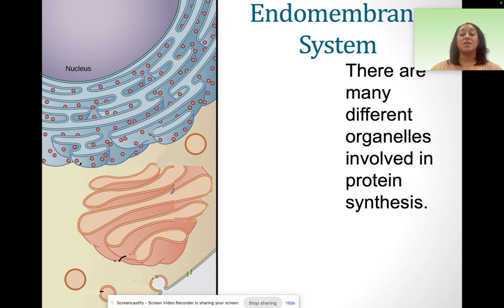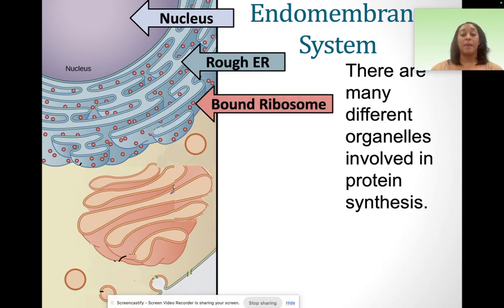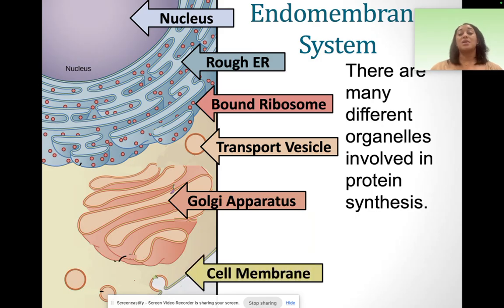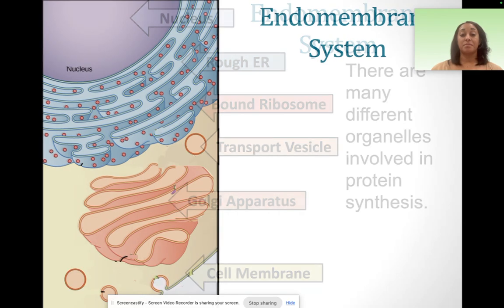All right, so there are a lot of different organelles involved in this process. We have the nucleus, the rough ER, ribosomes, transport vesicles, our Golgi apparatus, and we also have our cell membrane. So all of these are part of the endomembrane system, and they each have a role in protein synthesis, but they all have to work together to make this process happen.